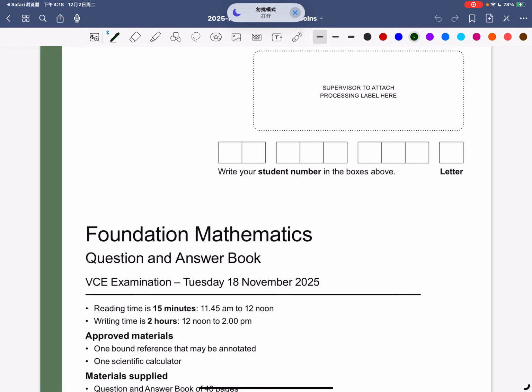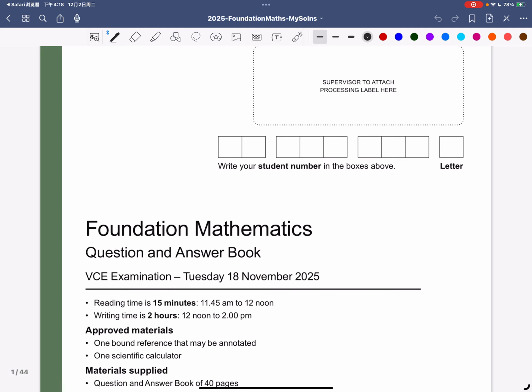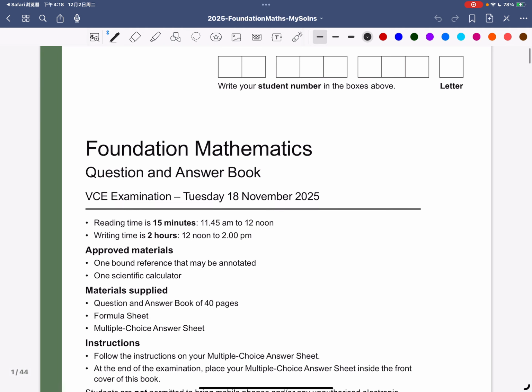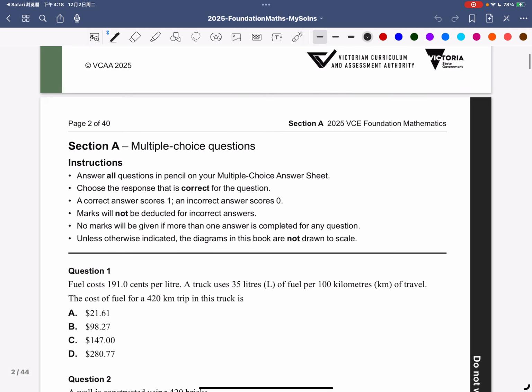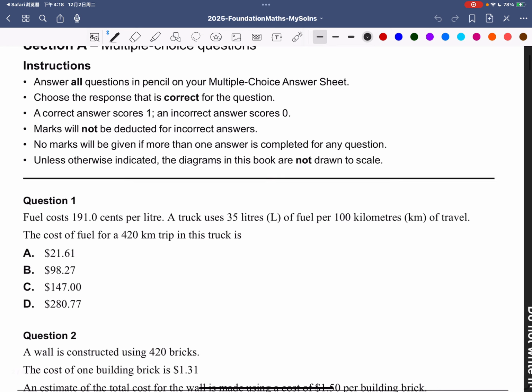Okay, so I've got a copy of the 2025 Foundation Maths paper. I'd like to give it a crack and walk through some of the problems, maybe divided into two videos. So let's have a look at the multi-choice questions.